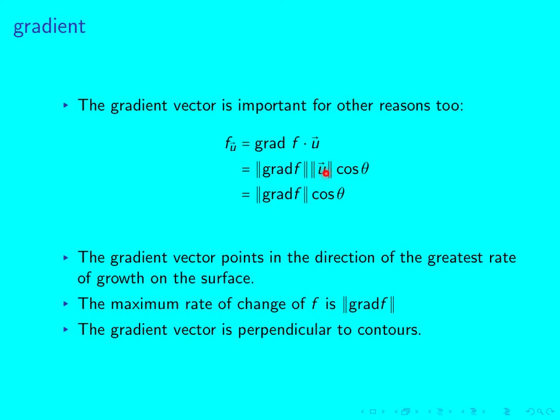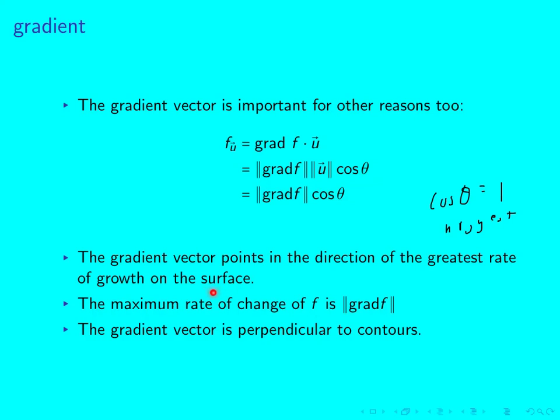So notice that cosine of theta is biggest when cosine of theta is equal to 1. That's the biggest that this could be. And when that happens, I get the biggest value that the directional derivative could have. And so I get a couple things. So first of all, if I think about the gradient vector, it points in a particular direction. And it points in the direction of the greatest rate of growth on the surface that I'm interested in.